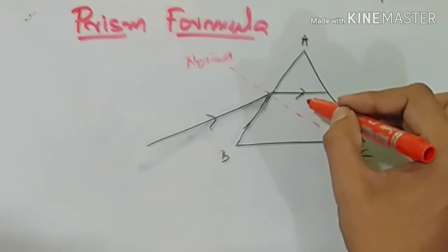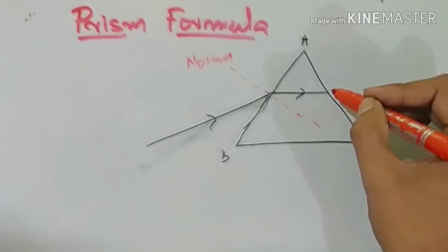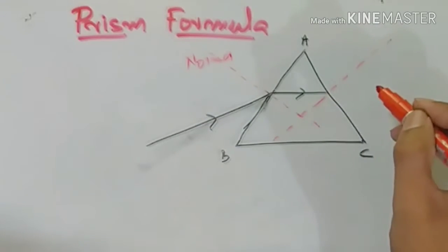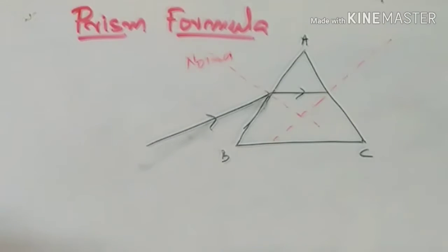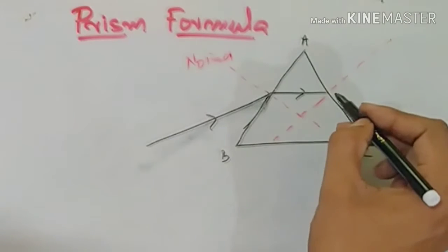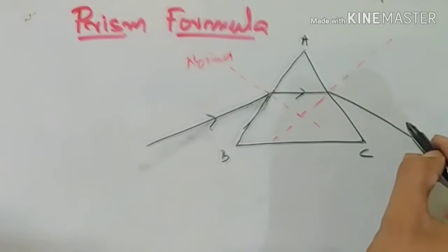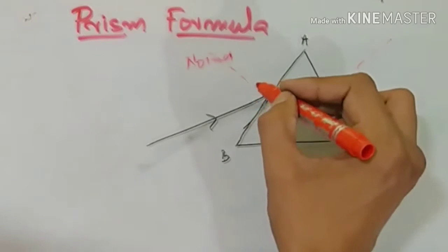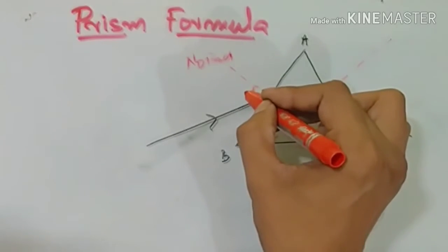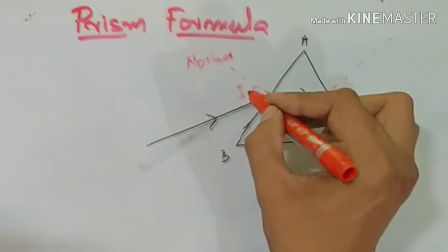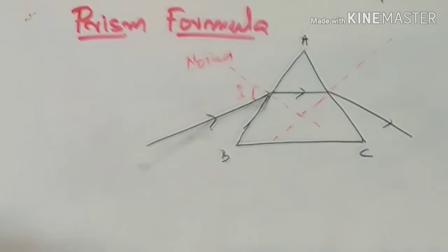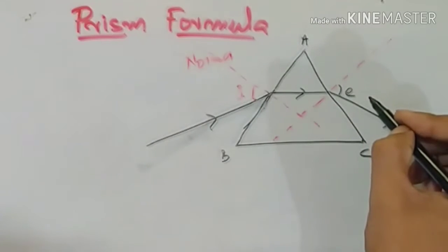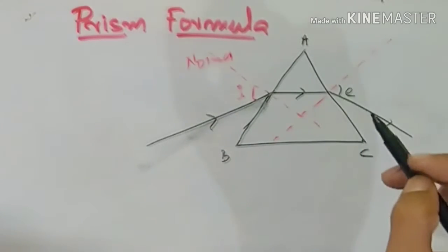It will pass like this, and from there it also has to undergo a refraction. It's trying to move from denser to rarer medium. Therefore, in this case, I am drawing the normal like this. This is our second normal to the face AC. Then the light ray will bend away from the normal and pass like this. And this angle is our angle of incidence. Let me mark it as I. And this angle is the angle of emergence, E. Angle of incidence, angle of emergence.